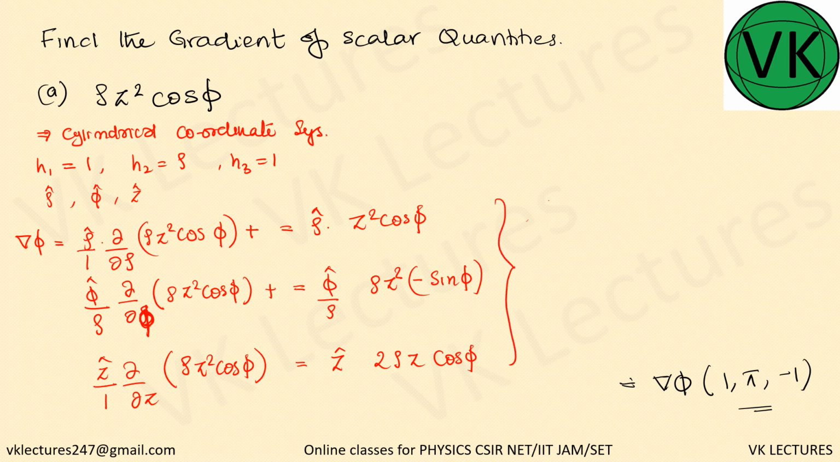Now you can write this in general. So z square cos phi rho cap, plus this 1 by rho and this rho get cancelled, so minus z square sin phi, what is the direction? phi cap, plus 2 rho z cos phi z cap.